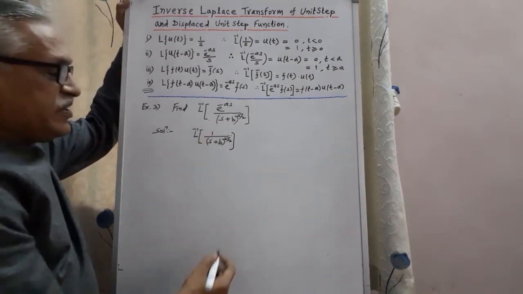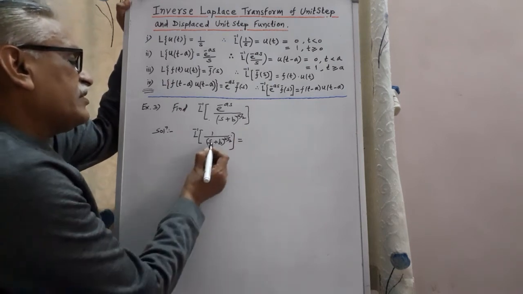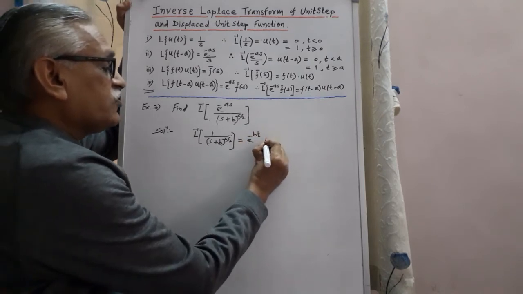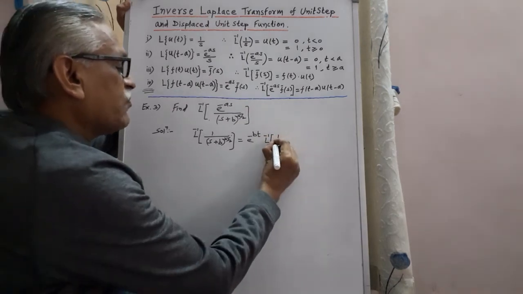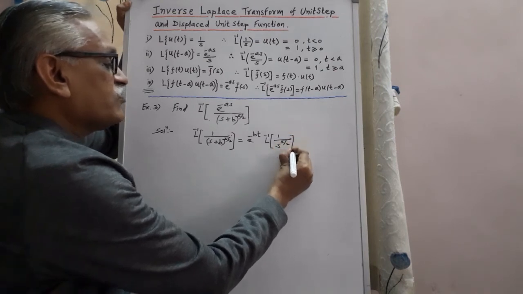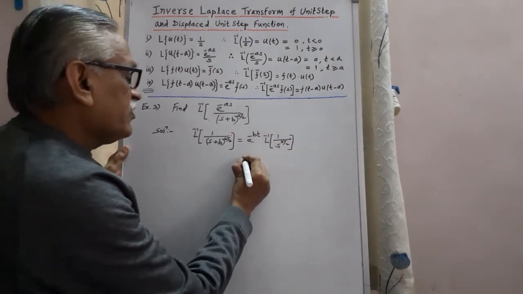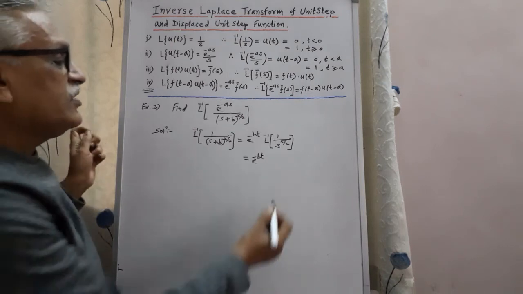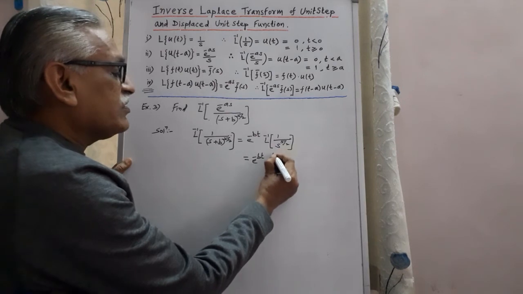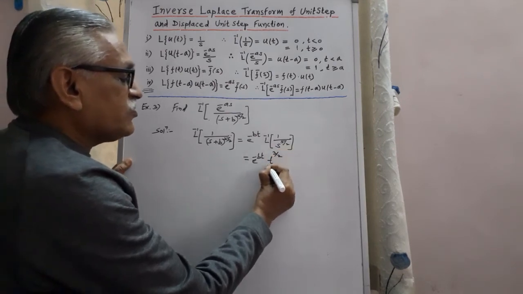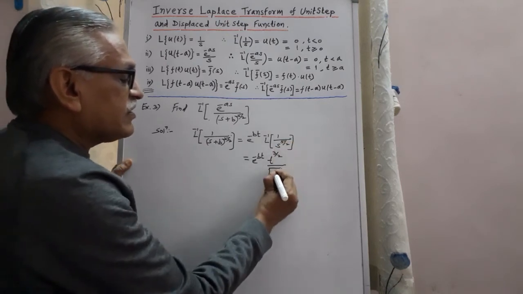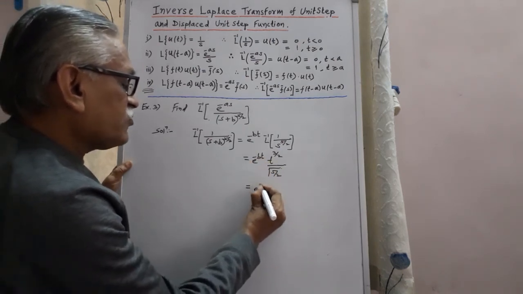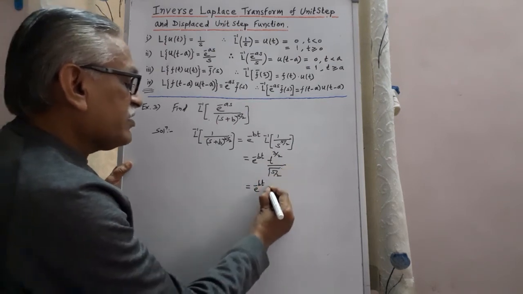Here s is replaced by s plus b, means it is the problem of shifting theorem, and it is e raised to minus at, a is here b, therefore e raised to minus bt into inverse of 1 upon s raised to 5 by 2. Okay. And therefore, it is equal to e raised to minus bt. Applying the standard result of inverse, here n is not a positive integer. Therefore, t raised to n minus 1, 5 by 2 minus 1, we get 3 by 2, divided by gamma of n, gamma of n is here 5 by 2. Okay. And then we can rewrite this as e raised to minus bt, t raised to 3 by 2 as it is.